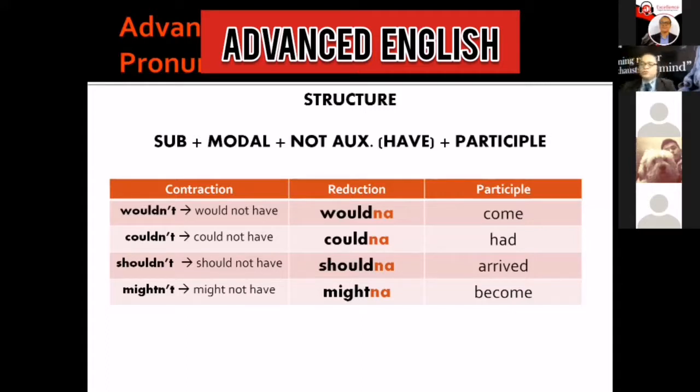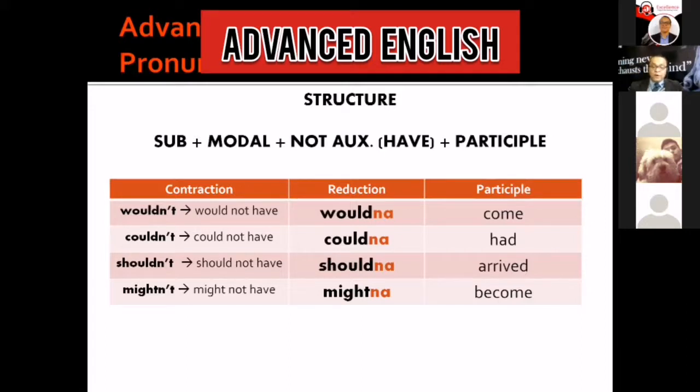Okay, now let's use the reduction. The reductions are recommended. They're basically more common. You want the words to flow faster, so you're going to use the reduction. We're going to say wouldna, couldna, shouldna, mightna. Let's practice first with wouldna. Repeat after me. Wouldna come. Wouldna had. Wouldna arrived. Wouldna become.